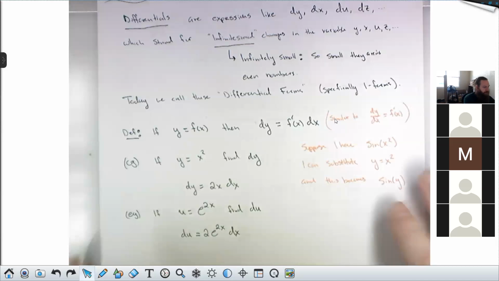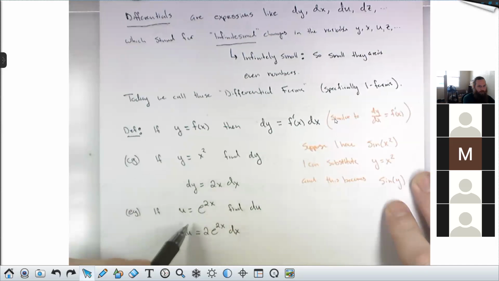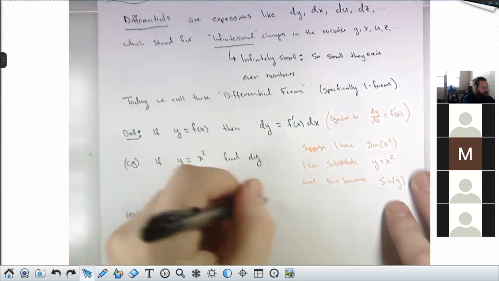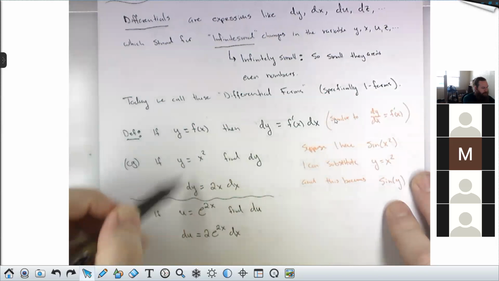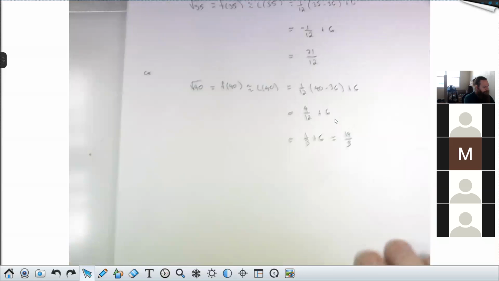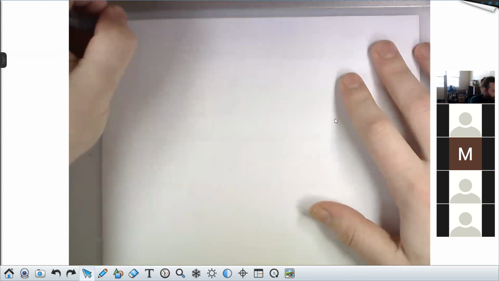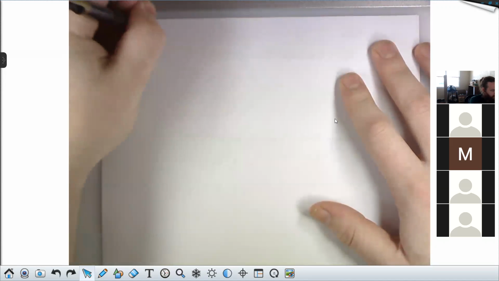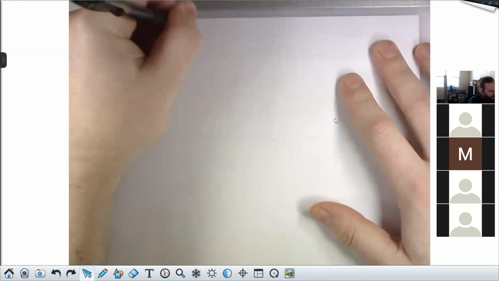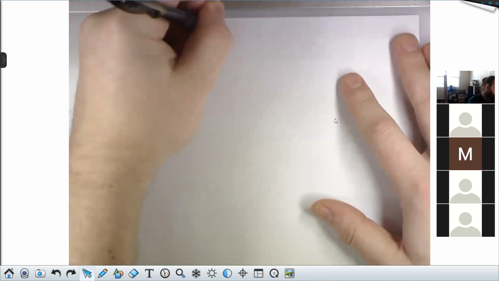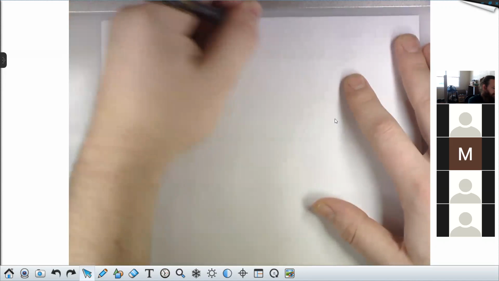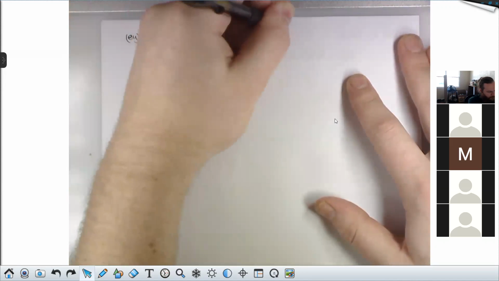All right, we'll do one more of these sort of calculations. Remember, this is the only thing I need you to really get comfy with here, is how to calculate this from this, or how to calculate this from this. So find dz if z is equal to x cubed plus 3x.